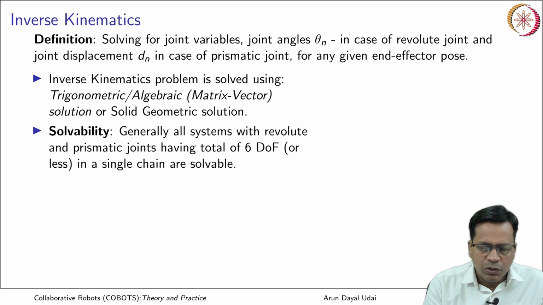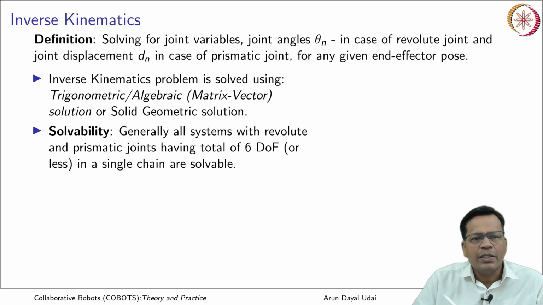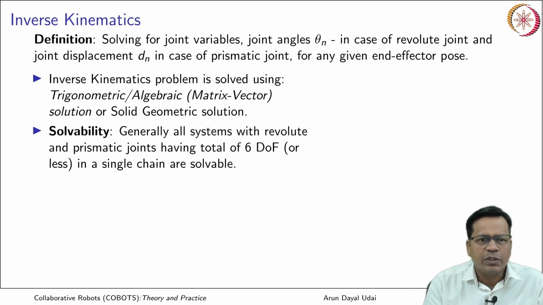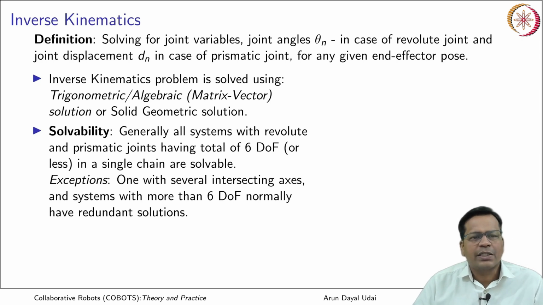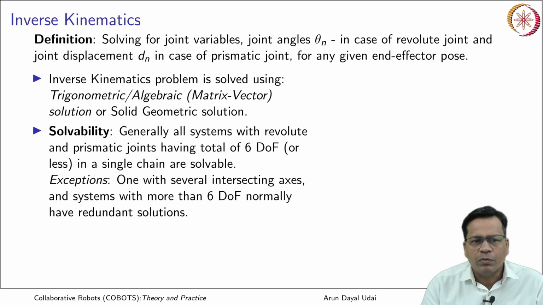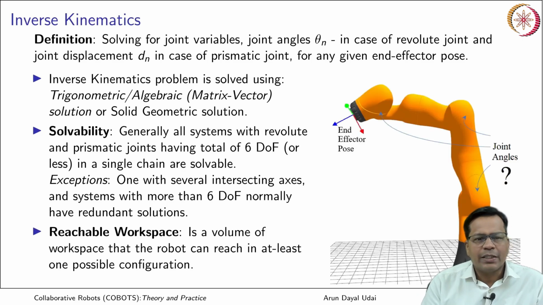Solvability: generally all the systems or all the robots with revolute or prismatic joint having a total of 6 degrees of freedom or less in a single serial chain are solvable. That may not be true for quite a lot of robots, that we will see later. So exceptions are ones with several intersecting axes, and systems with more than 6 degrees of freedom normally have redundant solution, or it may even have infinite solution. Those are not solvable. So what is a reachable workspace?